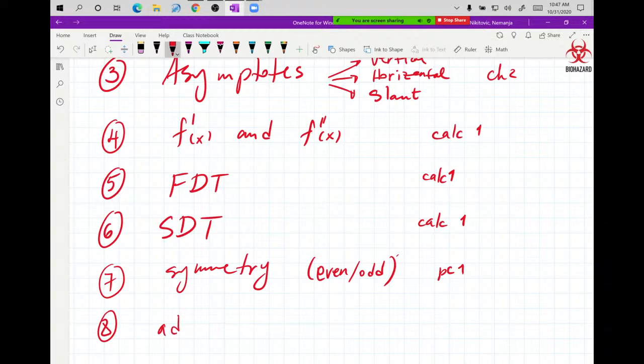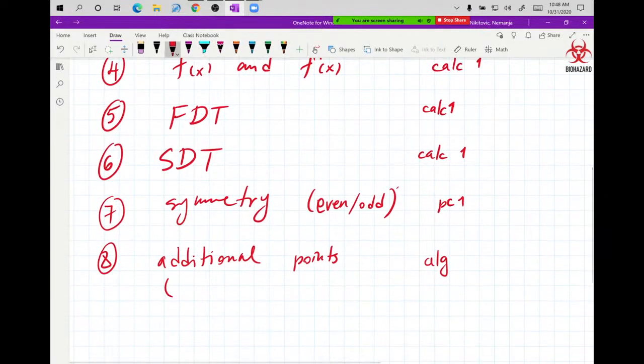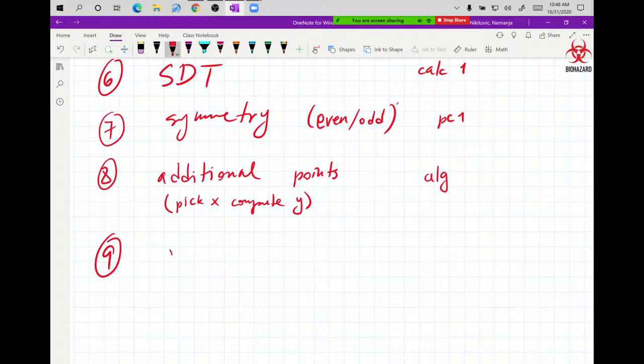8, additional points. Now, additional points, that's going to be your middle school. So pre-algebra, I guess. I can call it algebra as well, whatever. Where you pick x, compute y, right? Pick x, compute y. We will see when this kicks in. It will, right? And number 9, graph and win.